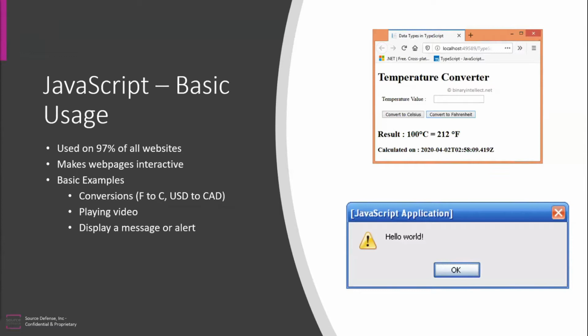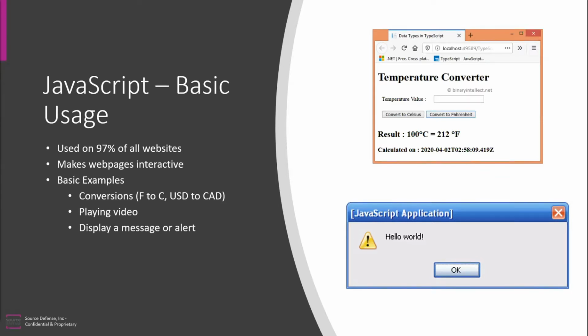So how is JavaScript used on websites? Well, it's a coding language. It is used on about 97% of all websites, and it makes the website interactive. So what do I mean by that? So adding something to your shopping cart, for example, is a level of interactivity that we're kind of all familiar with.